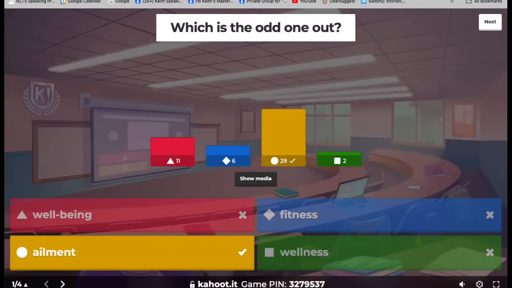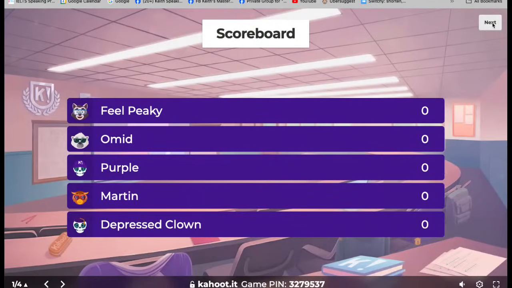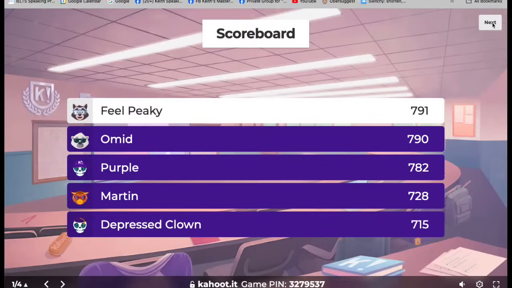Well done, 29 of you. Let's see the leaderboard. Quite rightly, feeling peaky, even though you're feeling peaky, you're at the top of the board. Omid, second. Purple is third.